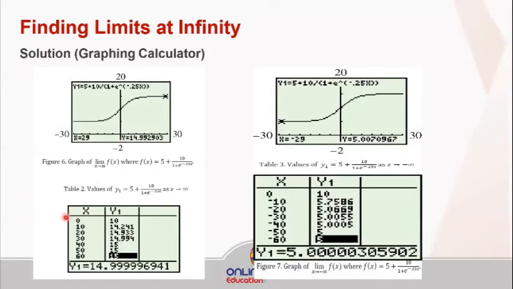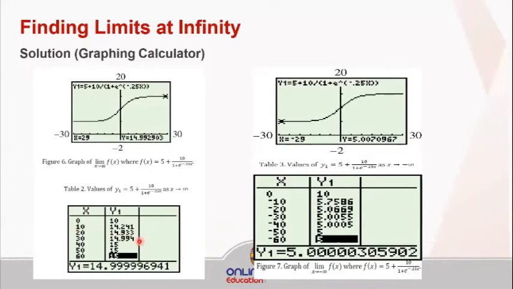Kapag daw ginamit natin yung 0, ang magiging value ng y natin is 10, which is pinapakita dito sa graph. Let's say itong 0, itong line na to sa gitna, ito yung 0 natin. So kapag daw 0 yung x natin, ang magiging y natin is 10. For example naman, we have the 10, ang magiging value ng y natin is 4.241. Kapag ginamit natin yung 20, we have the 14.933 and so on.